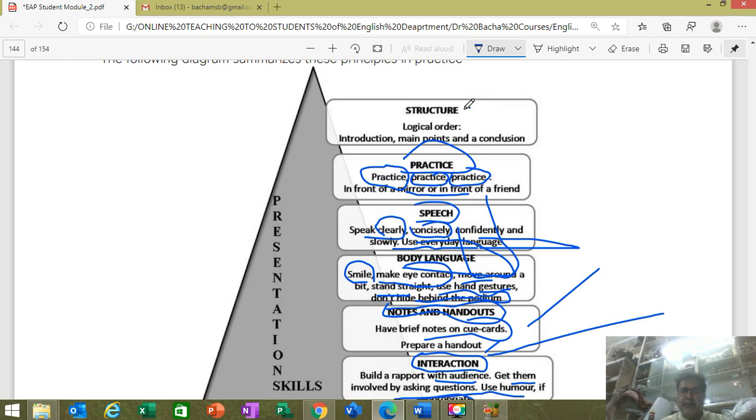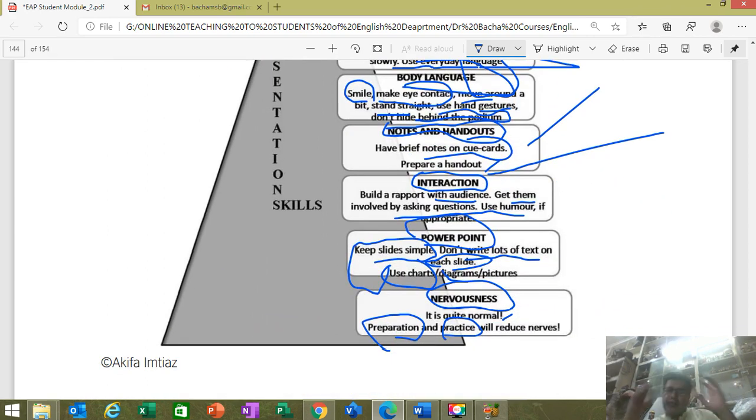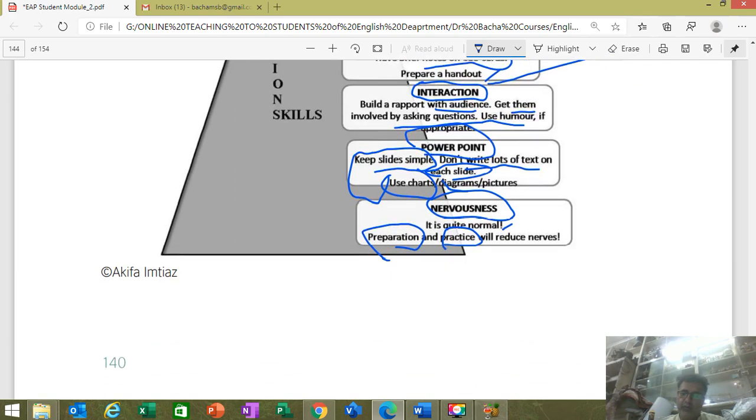My dear, finally, at the top of the ladder, you must have a structure, a fantastic structure, and it should be in a logical order. It should have an introduction, main points, and a conclusion. You should start right from the beginning, so that your audience can understand what you are saying to them. This is the roughest general structure for a presentation, and I think if you follow it, it would be very good for you.